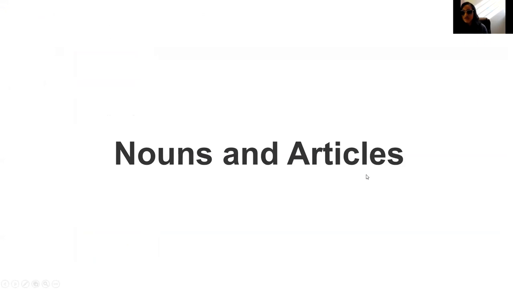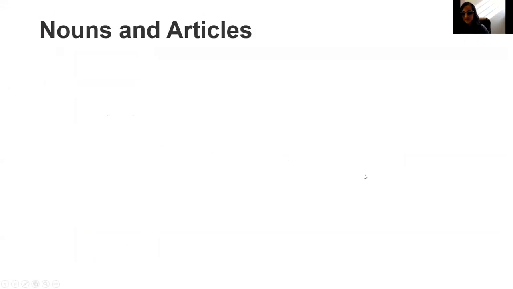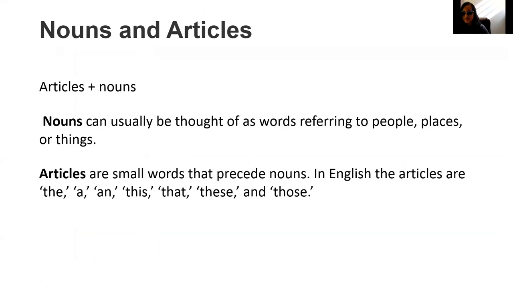Nouns and articles. Okay, articles and nouns go together. Nouns can usually be thought of as words referring to people, places, or things. In English, articles are small words that precede nouns. So it would be like the, and this, that, these, and those.